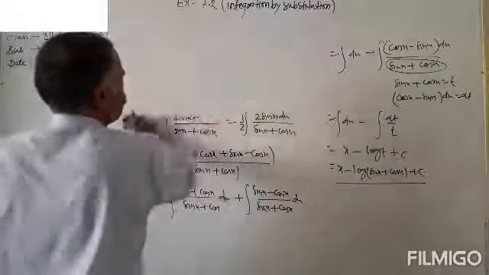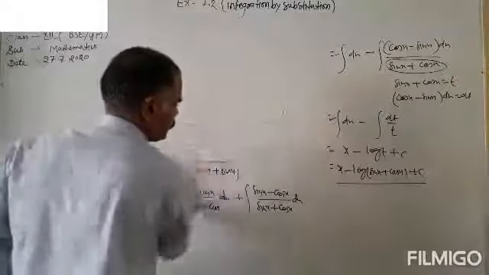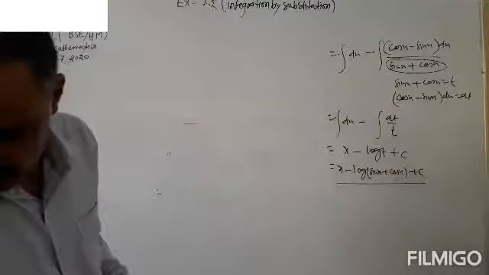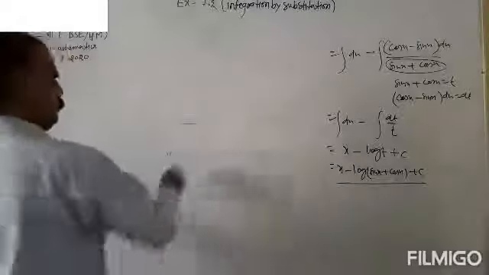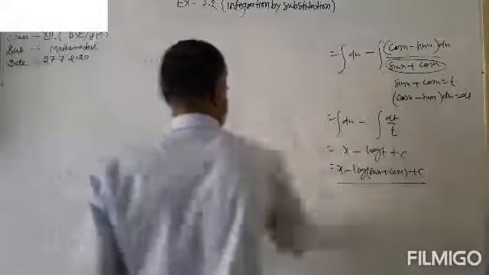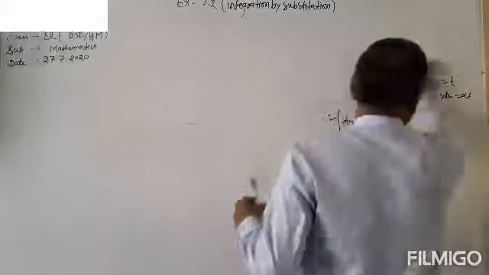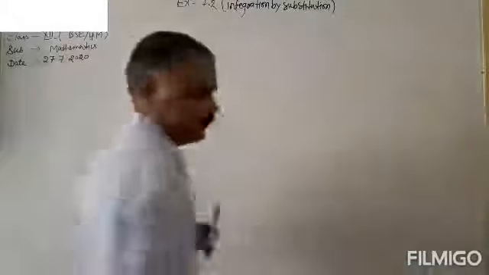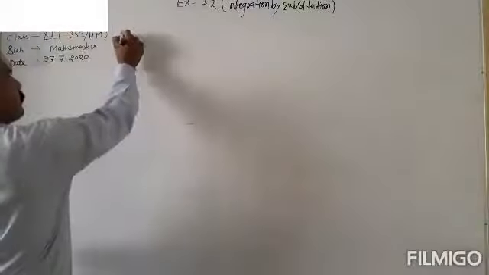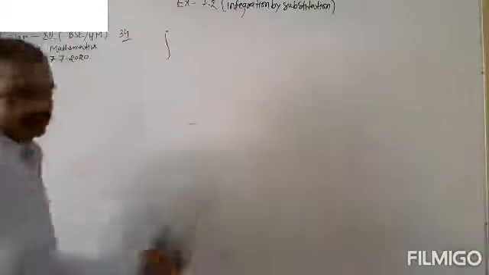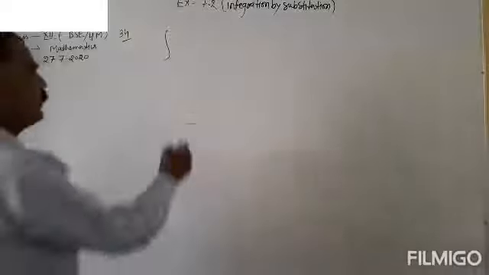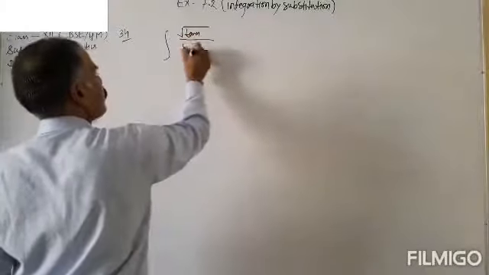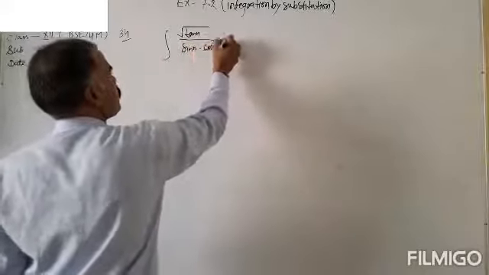So let us take question number 34. Now question number 34 is: integrate root tan x upon sin x into cos x dx.